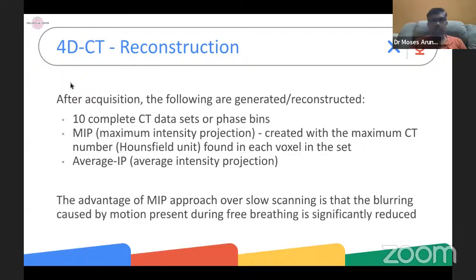The maximum intensity projection is created by putting the maximum CT number, or the Hounsfield units, for each voxel in the entire set. Or, for each voxel, if you put in the average intensity, then you get the average intensity projection. The advantage of MIP is that the way it is constructed is similar to slow scanning acquisition. The difference, the advantage, is that because the MIP is a reconstruction, you get less blurring that is caused by motion. So the resolution is a little bit better compared to slow scanning.